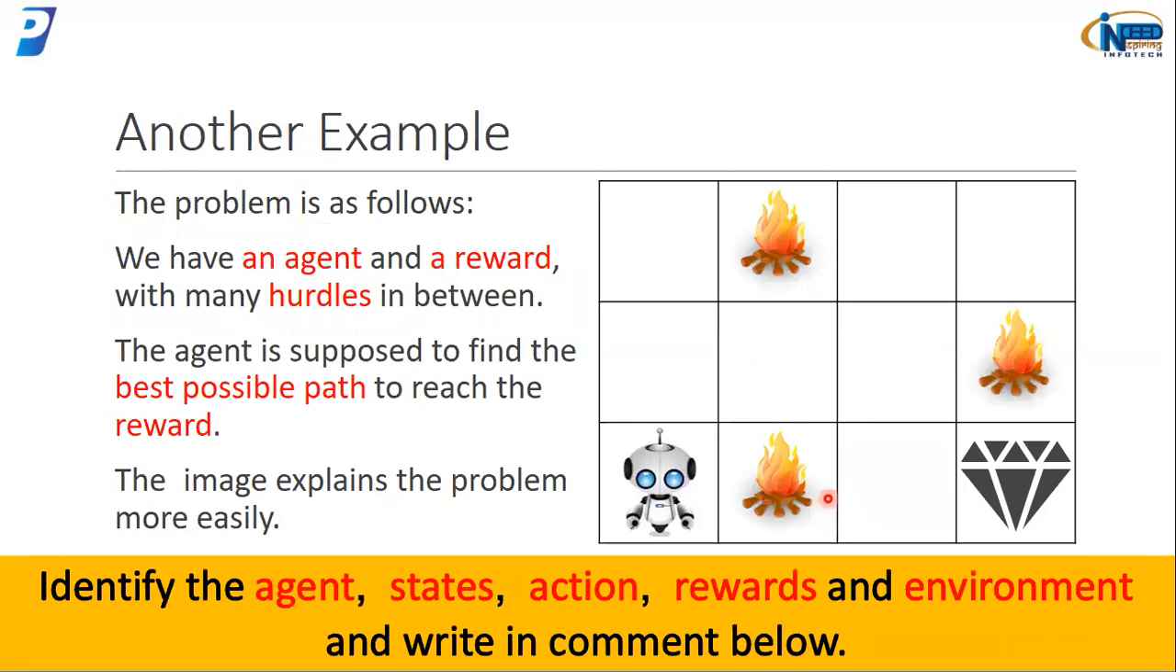Here we have another example. The problem here is we have an agent and there's a reward and there are multiple hurdles here. The agent is supposed to find the best possible path to reach the reward. The image explains the problem in an easier fashion. Now your task is to identify the agent, states, action, rewards, and environment and write them down in the comment section below. I'll read it through.